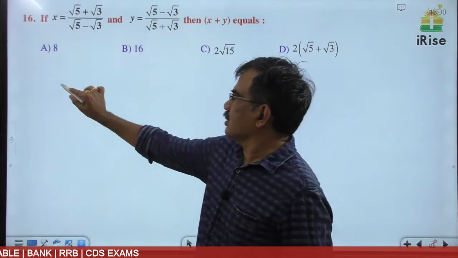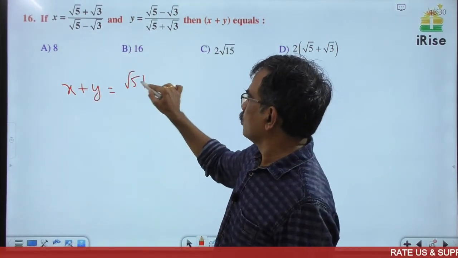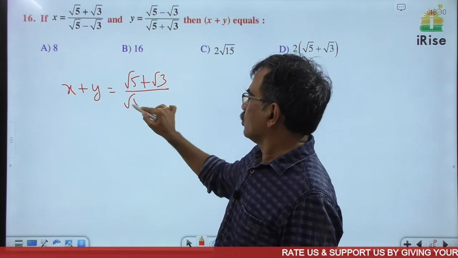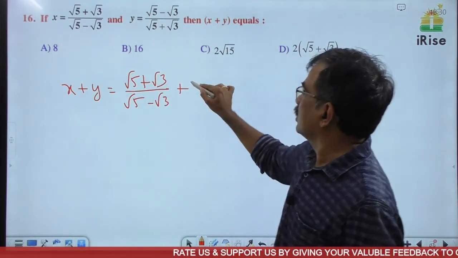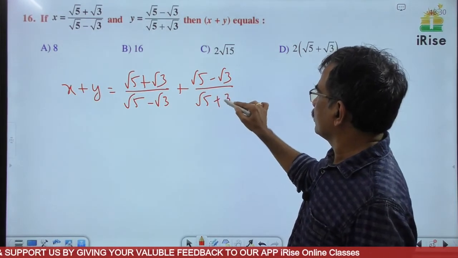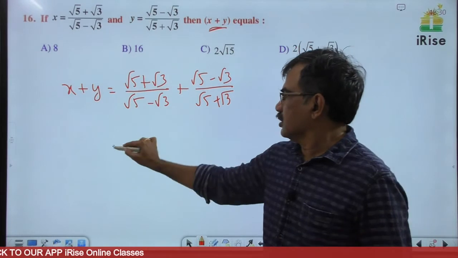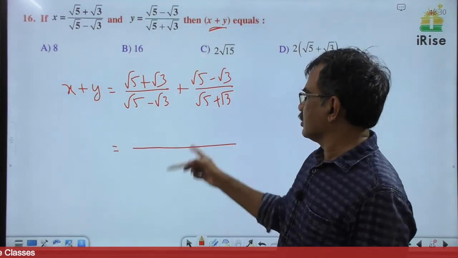Here, this is a simple question, same as the previous one. x plus y is equal to (root 5 plus root 3) by (root 5 minus root 3) plus (root 5 minus root 3) by (root 5 plus root 3). They want x plus y. Same, just tell me the answer for this question.